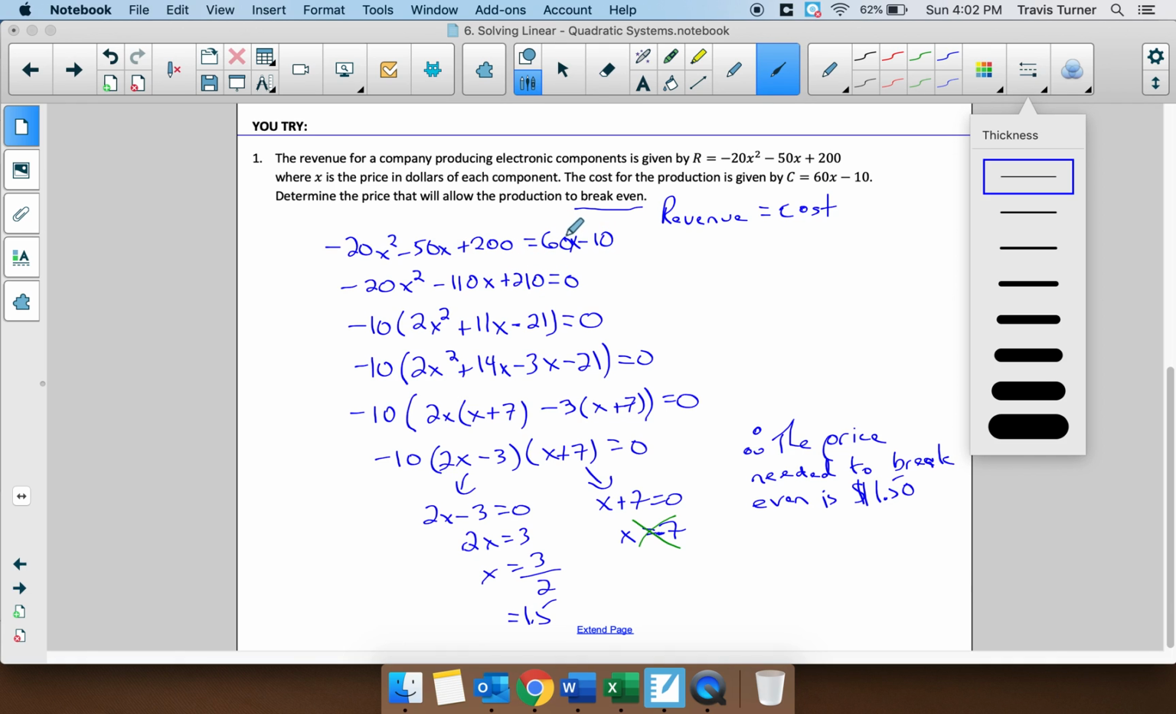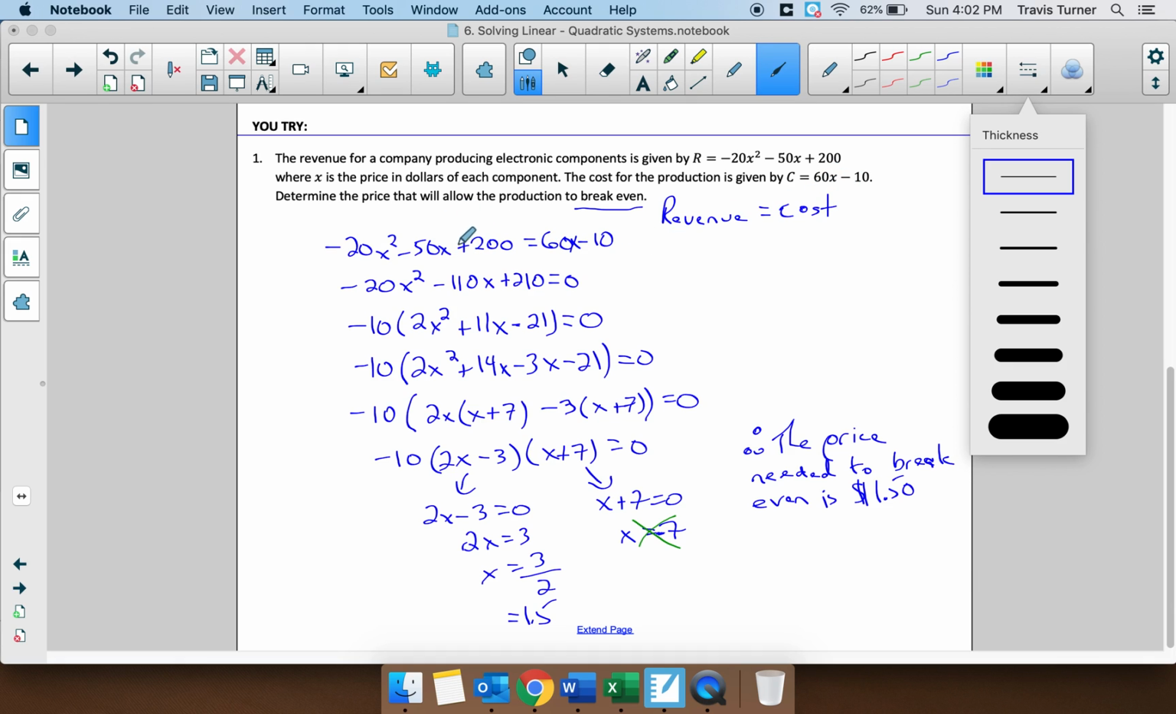It's already written out. So we've got this problem where we've got a revenue given by this quadratic equation, and x represents the price in dollars of each component. And then we've got another equation, the linear one, that's given the cost. It says determine the price that will allow the production to break even. So break even means that the amount that you're bringing in as a company, the revenue, is equal to the cost, so the money going out. So we're setting it up so we have revenue is equal to cost, so this equation equal to this equation.